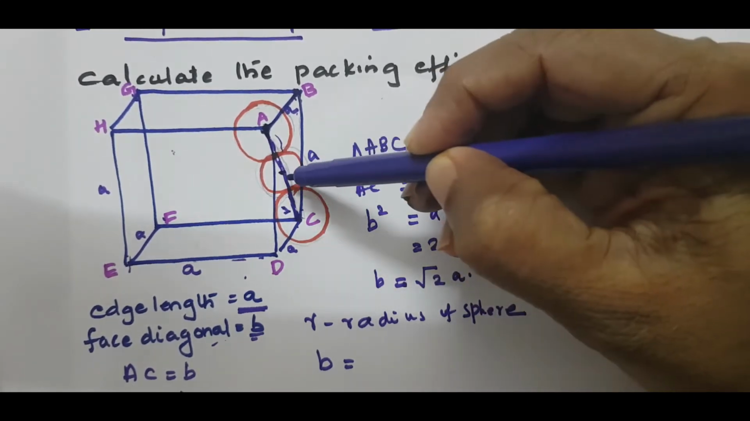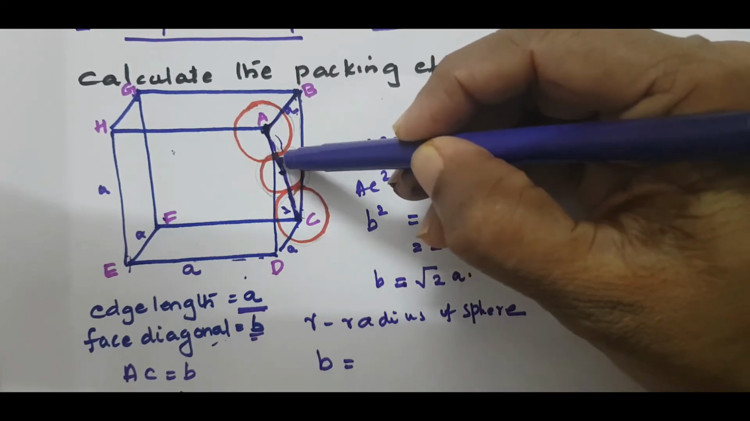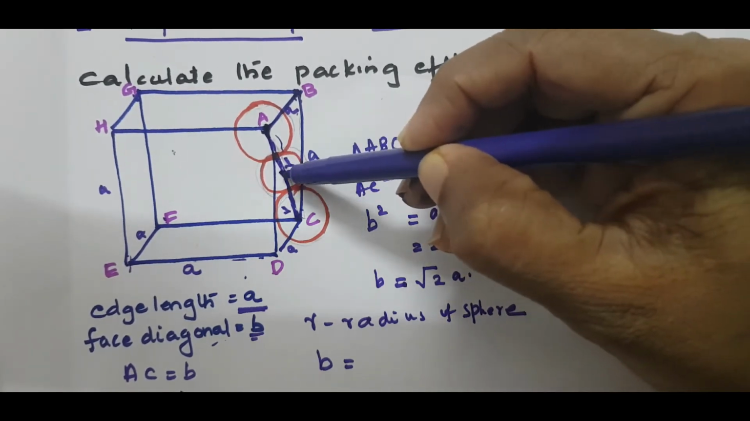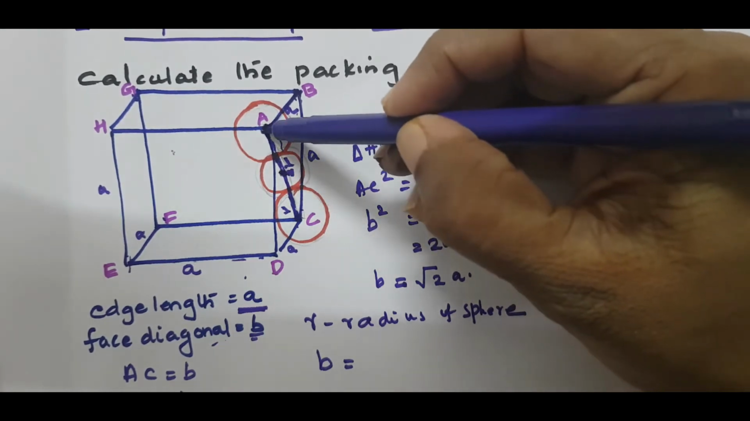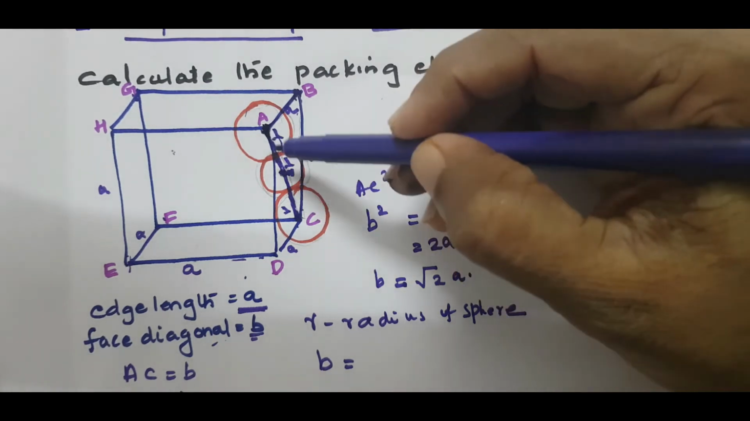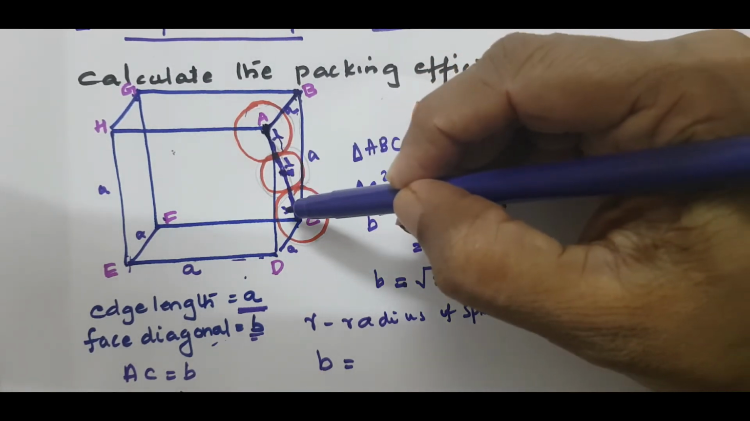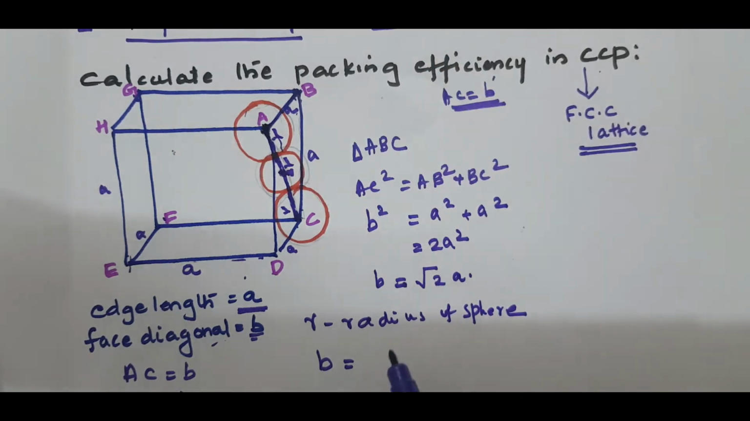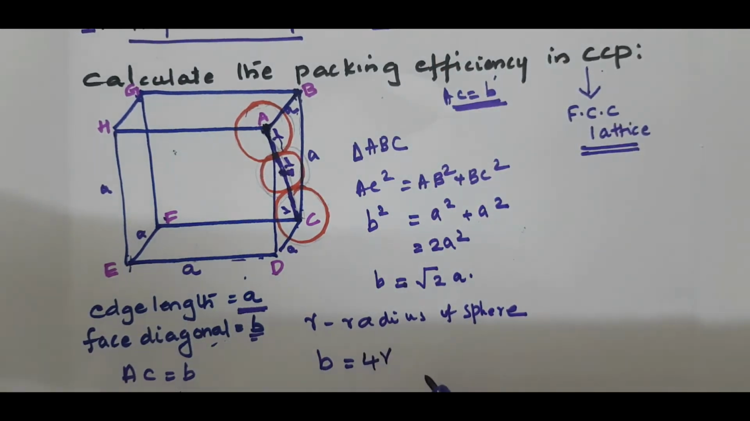Then if this is taken as a sphere, this is again R, so it will be 2R, isn't it? This is the radius, this is again a radius, the diagonal. And again in this atom, this is the radius, so this is R. So what is B? You can say B is equal to R plus 2R plus R, so I can write B is equal to 4R. Can I write that? B is equal to 4R.